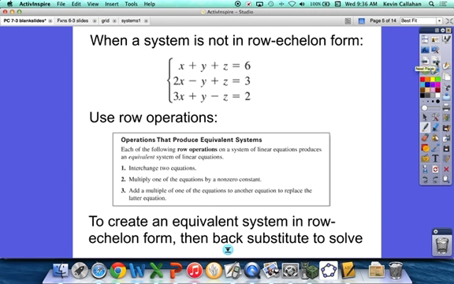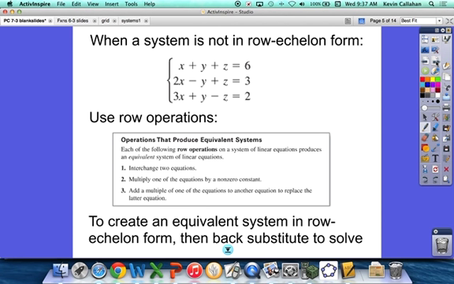Now, when the system is not in row echelon form, you can put it into row echelon form doing what we did last time, the row operations. We did them with matrices, but you could do them with equations too. These are the same things. So by adding, subtracting, and multiplying, here are our row operations. Interchange 2 equations, you could just switch their positions. Multiply one of the equations by a non-zero constant. Add a multiple of one line to another line and replace one of those. All those are things you're allowed to do, and you still have an equivalent system of equations.